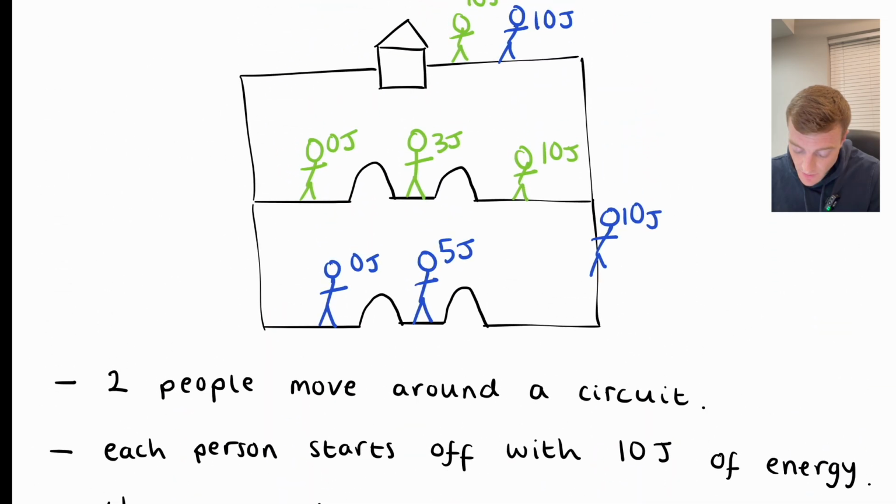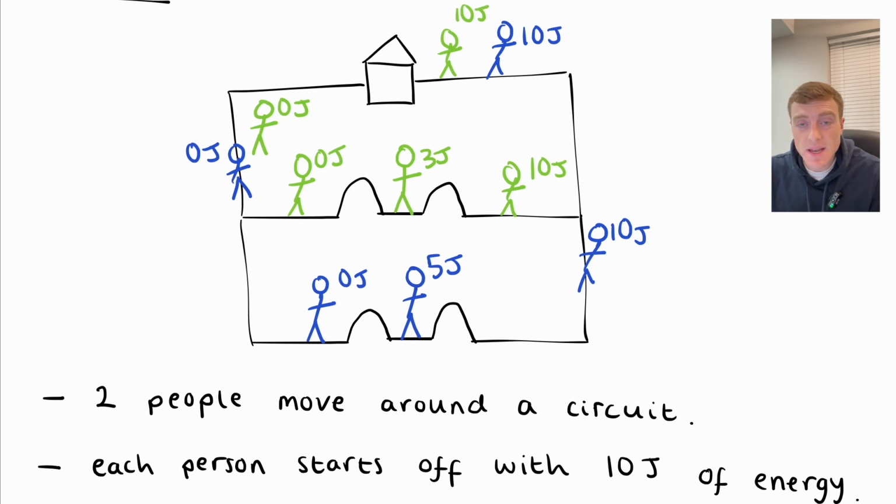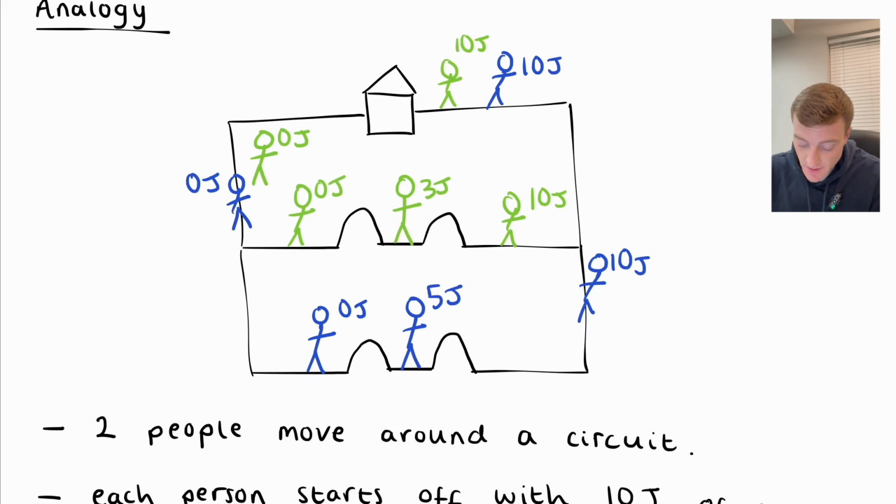But these people then meet at the next junction. So this person walks from here, and this person walks from here. So the number of people in my circuit hasn't changed. That means that charge is conserved. However, they both now have no energy. So the difference in energy from the start to the finish is going to be 10 joules at the start minus 0 joules at the end.